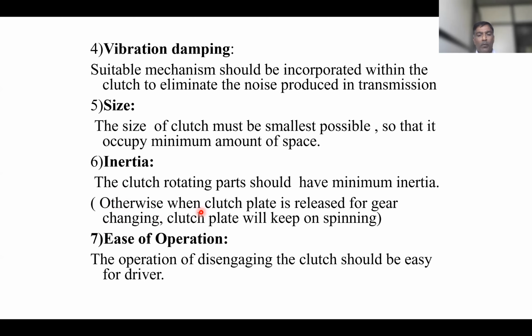Otherwise, when the clutch plate is released for gear changing, it will keep on spinning. As it is connected to the clutch shaft, and that clutch shaft gear in the transmission box is in mesh with another gear, it will not allow the gear to change and there will be trouble. So that's why the inertia should be less. The clutch rotating part should have minimum inertia.